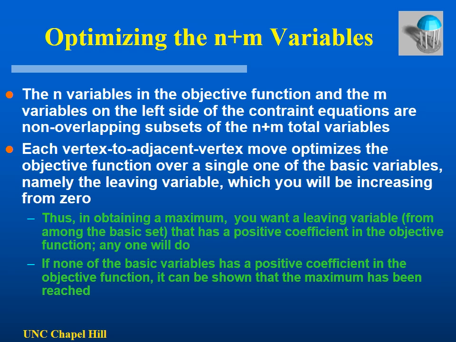Now, you may be at a vertex in which none of the basic variables has a positive coefficient. And it can be shown, we'll not prove it here, but it can be shown that in that situation, you've actually reached the global constrained maximum. And thus we have a termination condition for our stages: when none of the coefficients of our present objective function in terms of the present basic variables are positive, we stop.